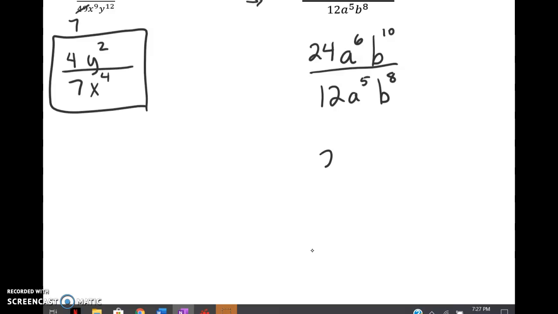12 goes into 24 2 times. I have an a in the numerator and b squared in the numerator as well. So that's it right there.